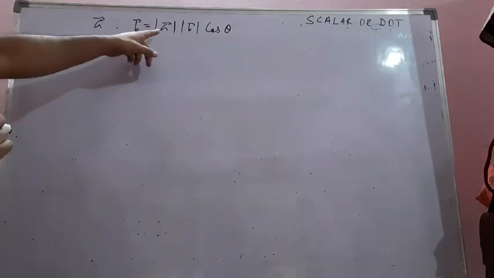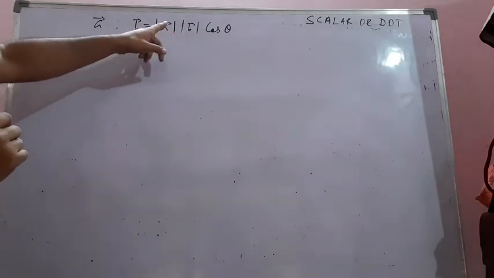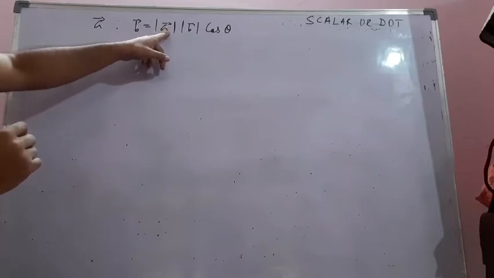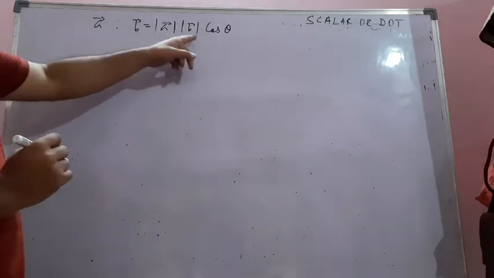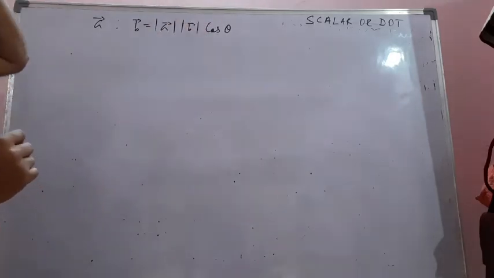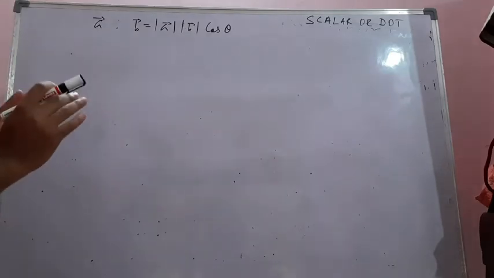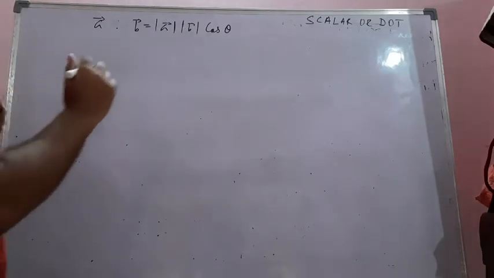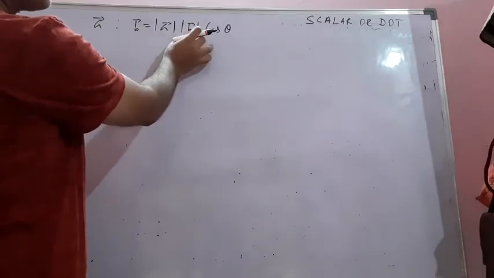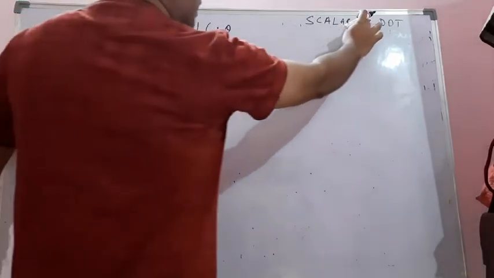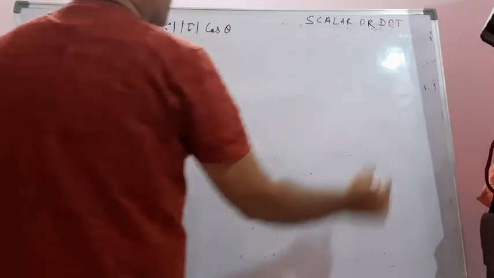Now see, magnitude is nothing but the length of a line segment. So magnitude is a scalar quantity and cos of any angle is also a scalar quantity. So magnitude of a into magnitude of b into cos theta, these are all scalar quantities, so their product is also a scalar quantity. That's why when you find the dot product of two vectors, your answer is always scalar. That's why the name is scalar product or dot product.